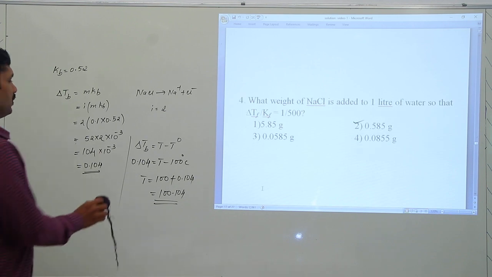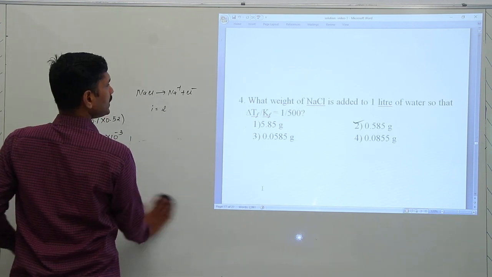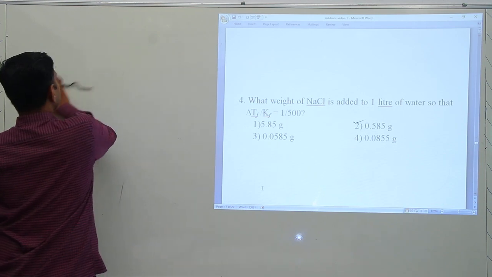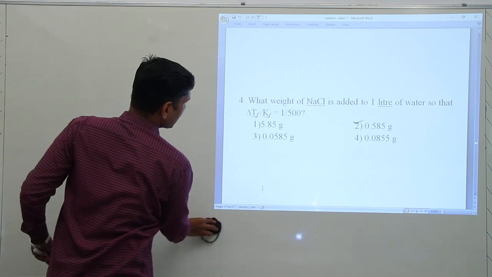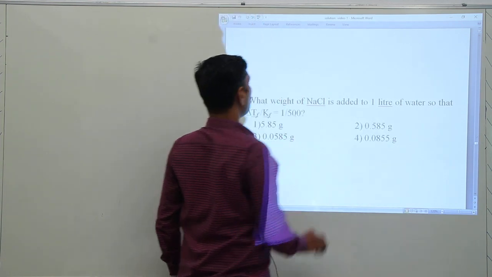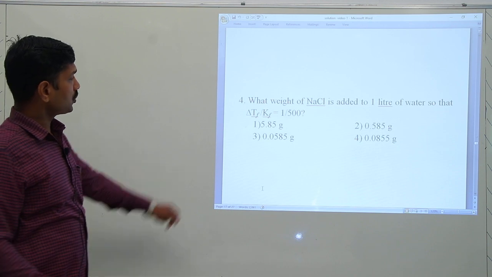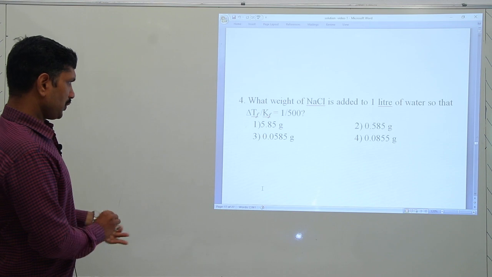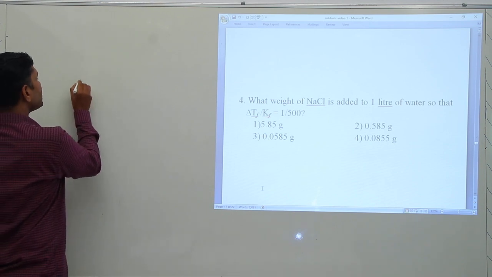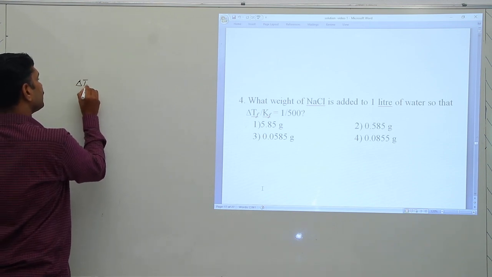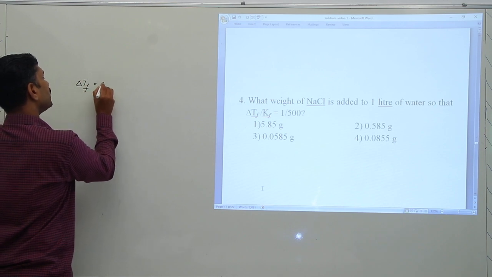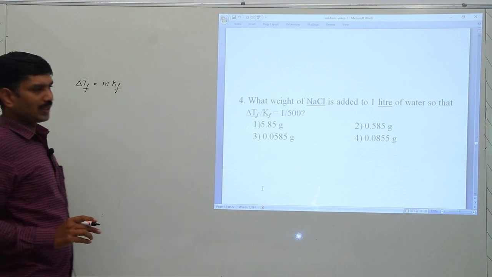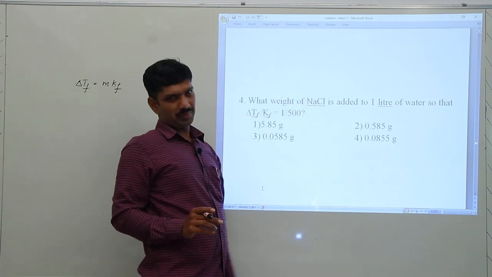What weight of sodium chloride is added to 1 liter of water so that delta TF divided by KF is equal to 1 by 500? Question: what weight of sodium chloride is added to 1 liter of water? So you know that delta TF is equal to M into KF. This is the formula. But here, they ask the weight of sodium chloride.